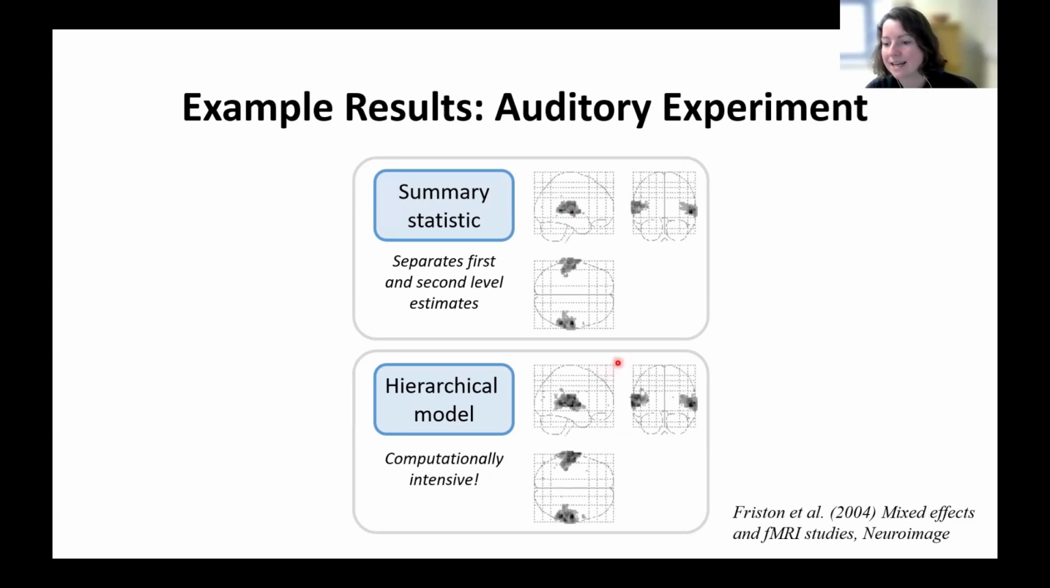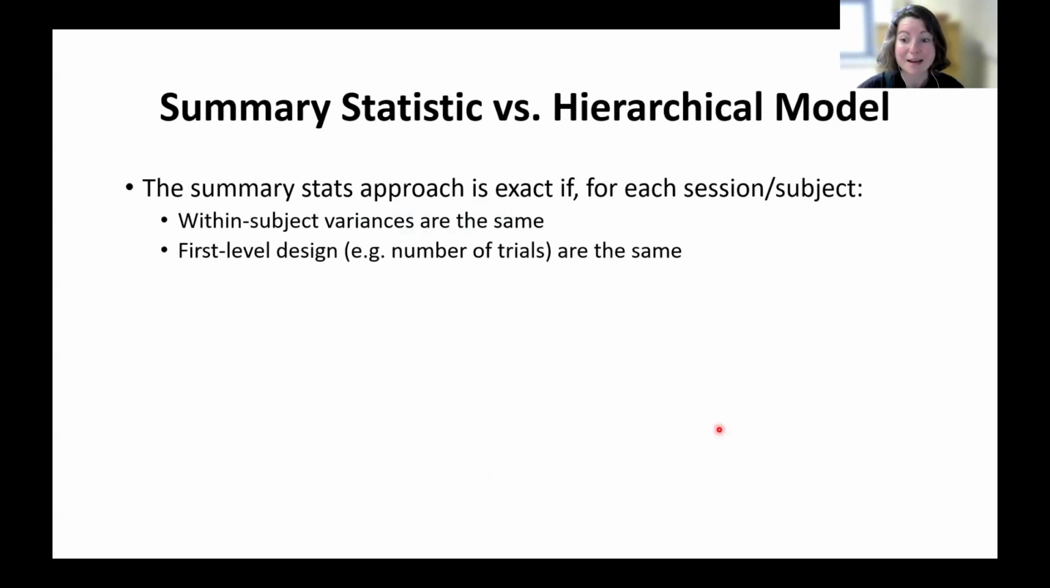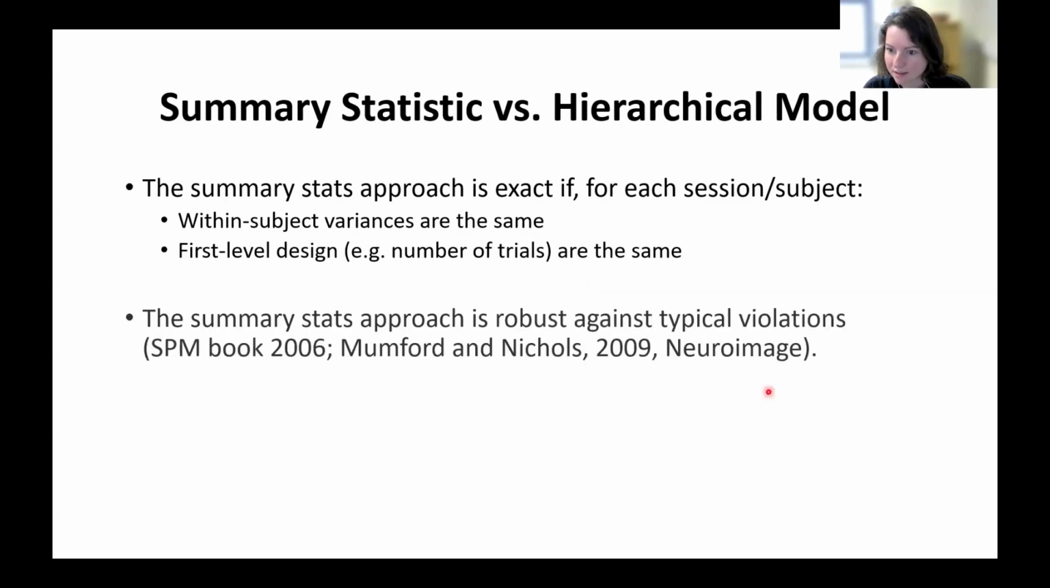So given that we get pretty similar results and the summary statistics approach is much quicker, people just tend to go for this one, which is not wrong. It's just potentially a little bit suboptimal. The two approaches are actually mathematically equivalent if these specific conditions are met. So if the within subject variances are the same, which is often not the case, but could be approximately the case, and if the number of trials within each subject are also the same. Even with small variations, the summary statistic approach still gives pretty similar results. Again, you can have a look at this paper if you want to know more about this.